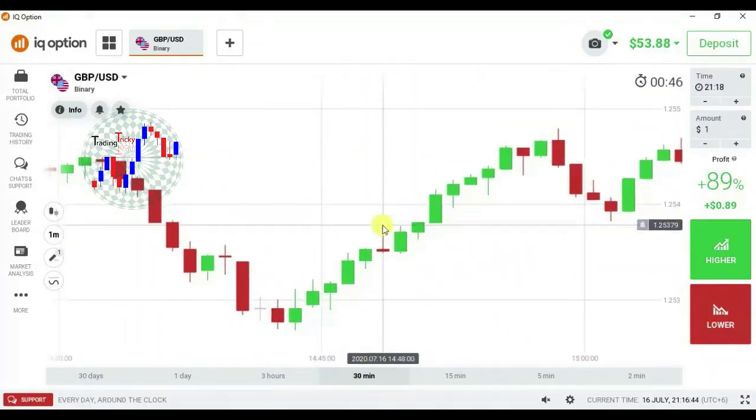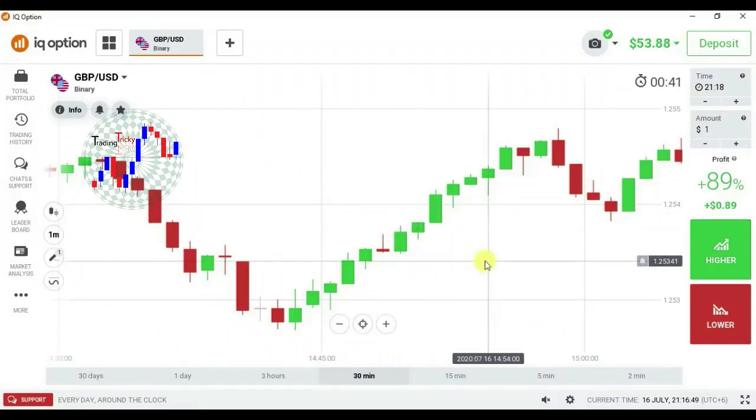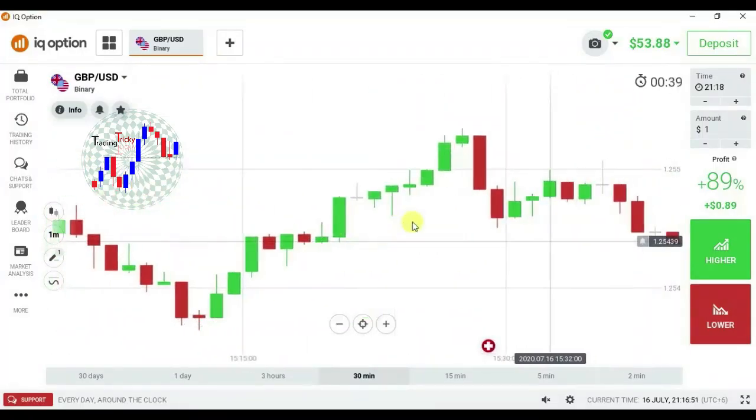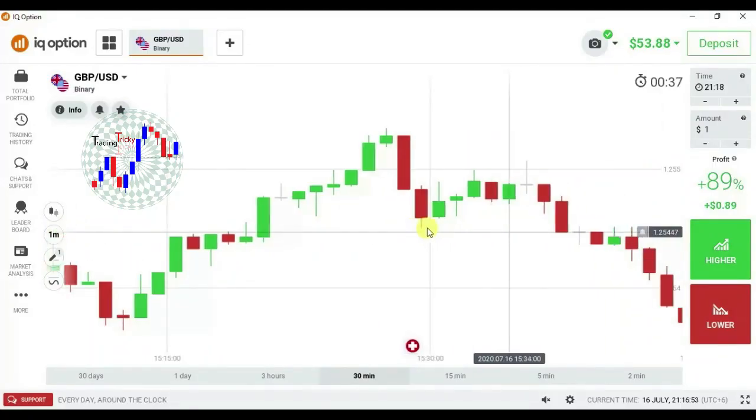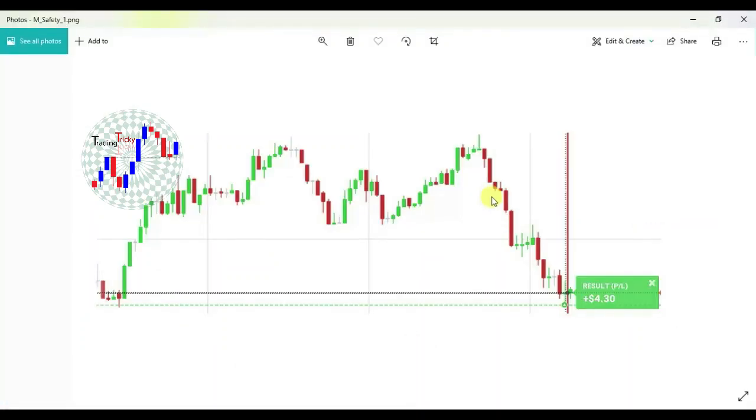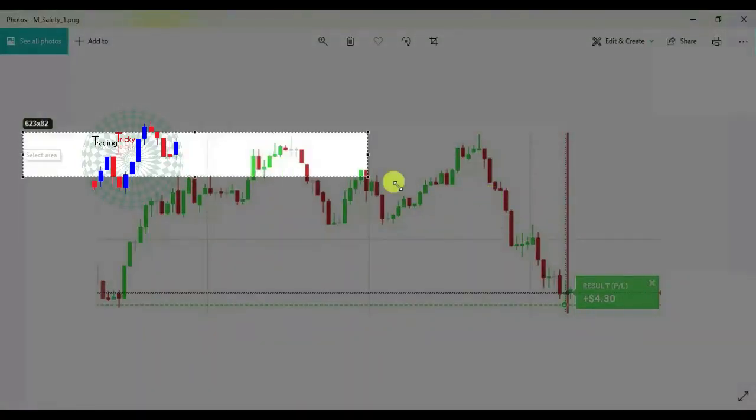So now I will show you some trades that I took using price benefits, so that you will understand more clearly where we should use the price benefit. Okay, here is the chart. You can see where I have used the price benefit.